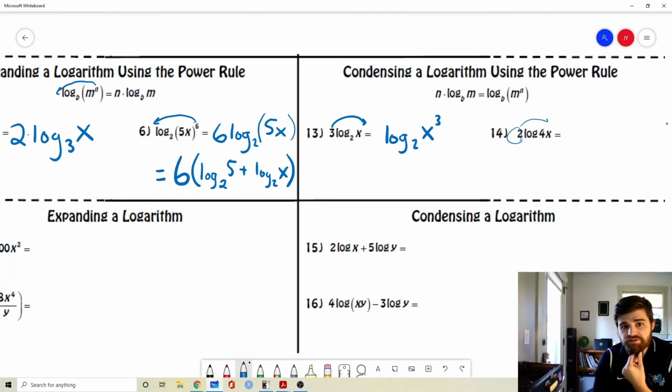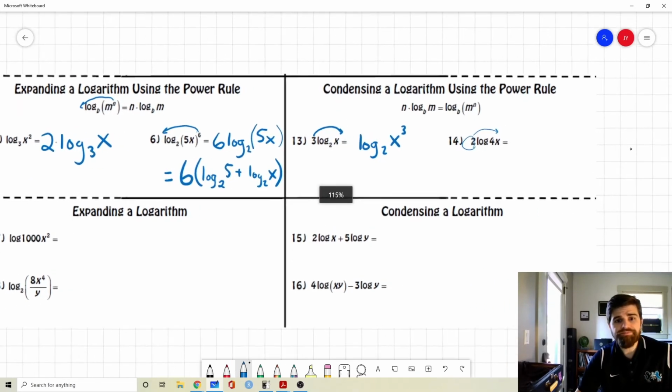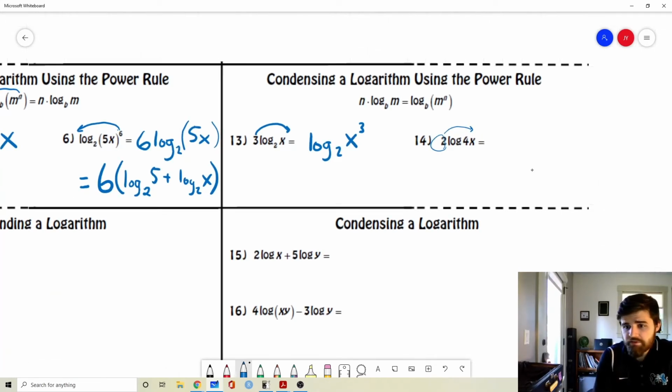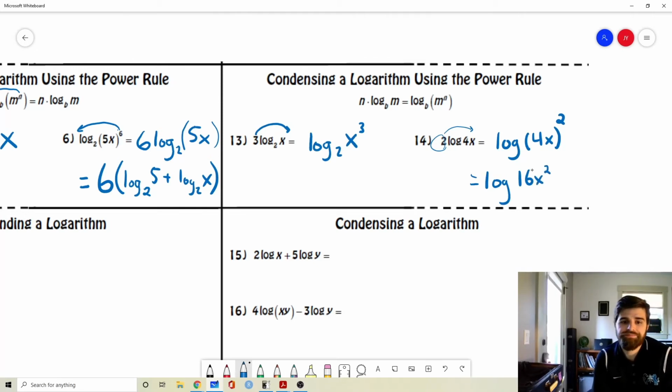Same deal here. We can take this 2 and put it inside our argument. You want to be pretty careful here though, because we have 2 pieces. We have a 4 and an x in here. So that 2, that exponent, is going to apply to both. We can either leave it like this and just use parentheses to make it very clear that the squared goes with the 4 and the x, or if we want to be fancy, we can simplify this a little bit and just say 16x squared.